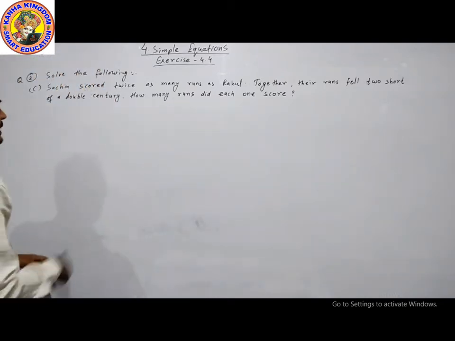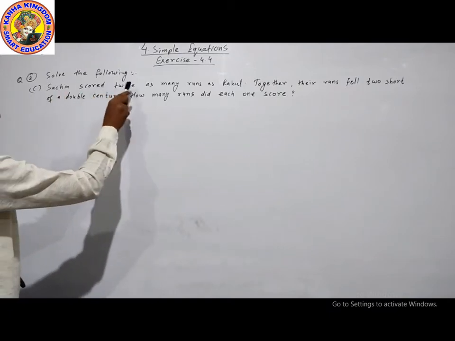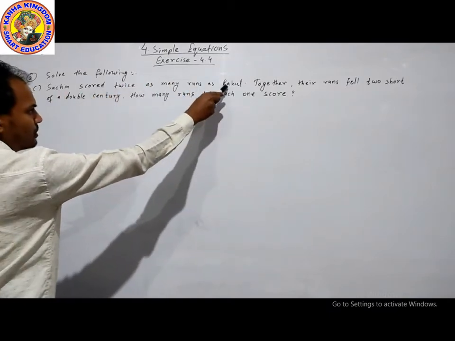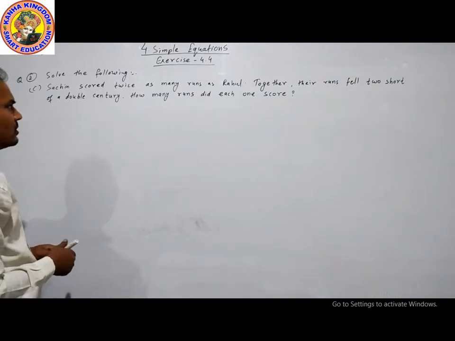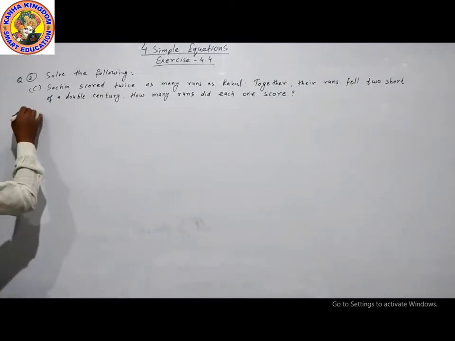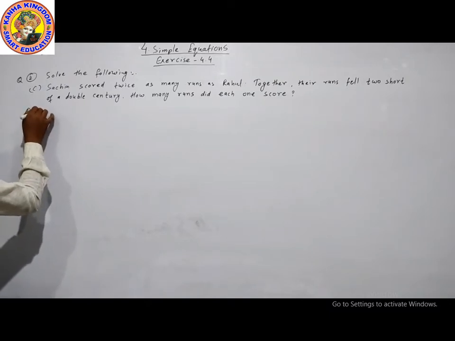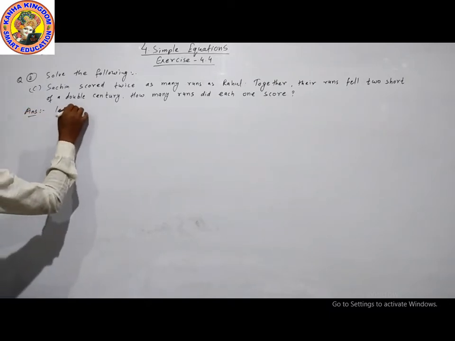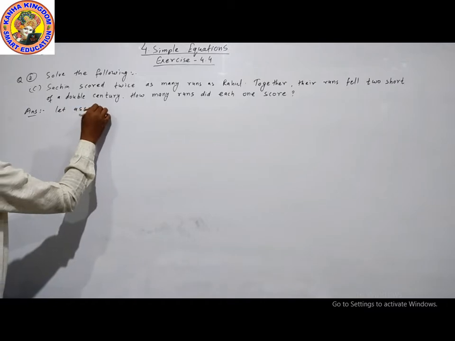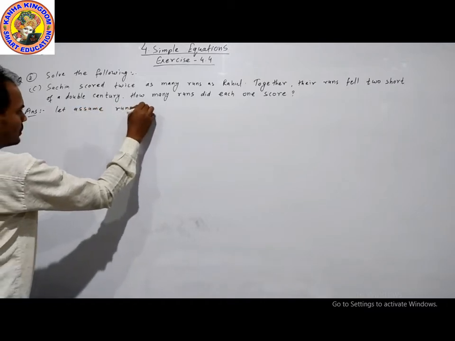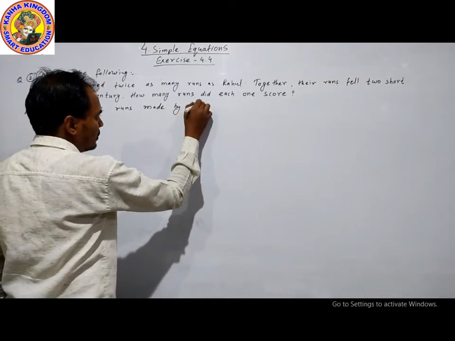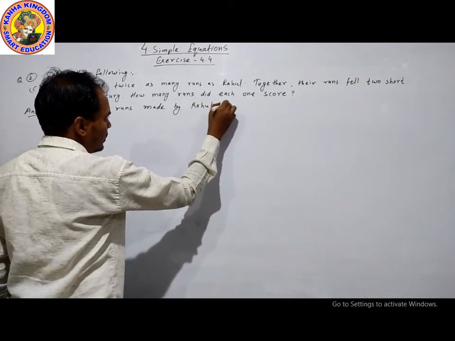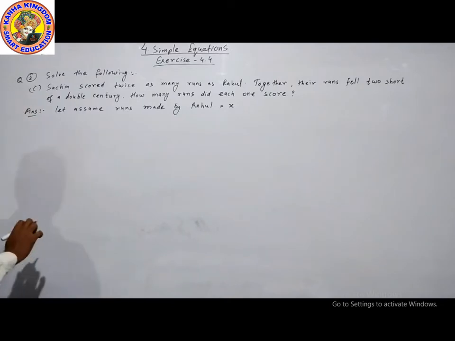Let's take Sachin's score as 2 times Rahul's. So let's assume the runs made by Rahul is x.